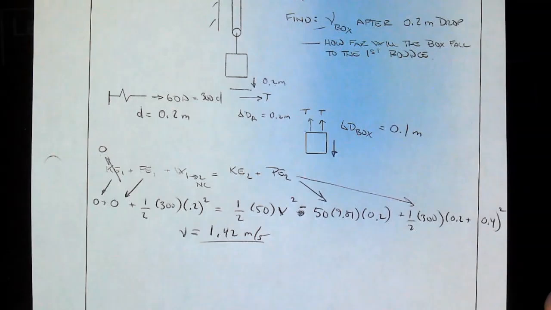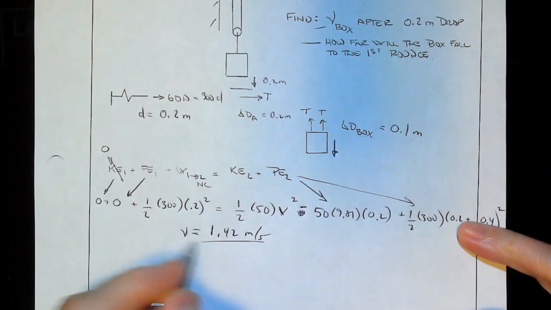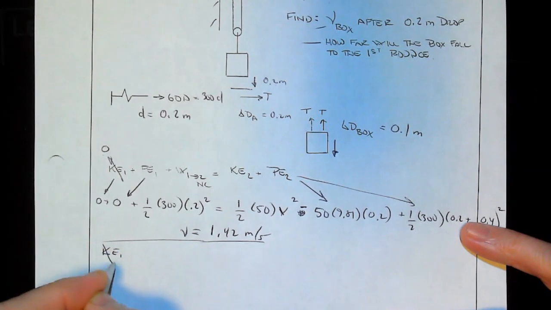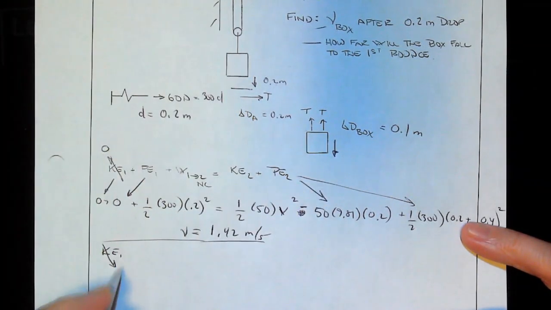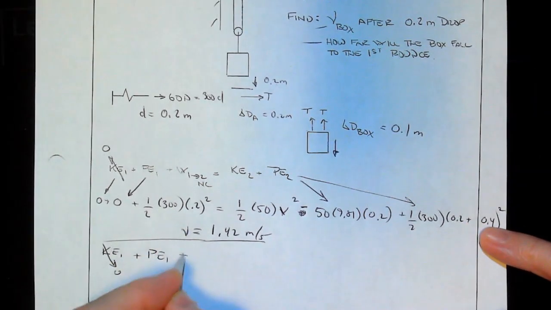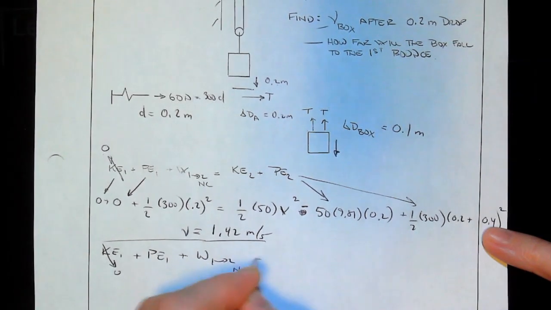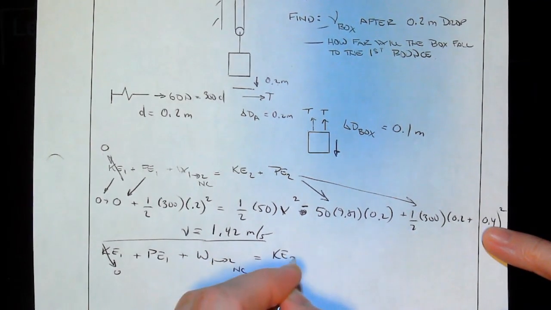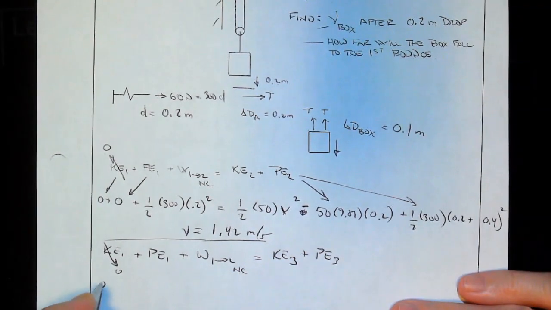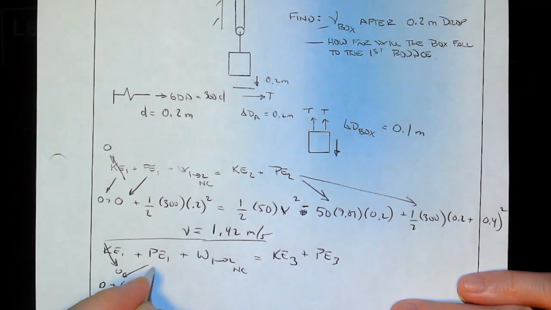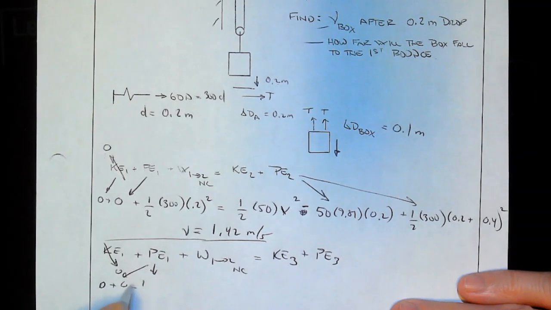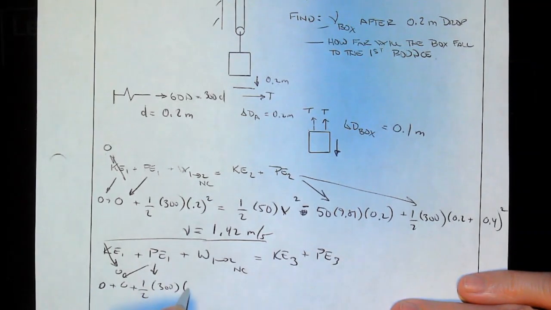Part 2, how far will the box fall to the first bounce? Okay, well, let's do it all over again. KE1, starting from the original position, was 0. Let's just write the whole thing out. KE1 plus PE1 plus W1 to 2 NC equals KE. Let's call this state 3, the first bounce, not to confuse them. So I had a 0 there. Relative to gravity, I had another 0. Then I had the stretch of the spring when we started. So plus 1/2 300 times 0.2 squared.